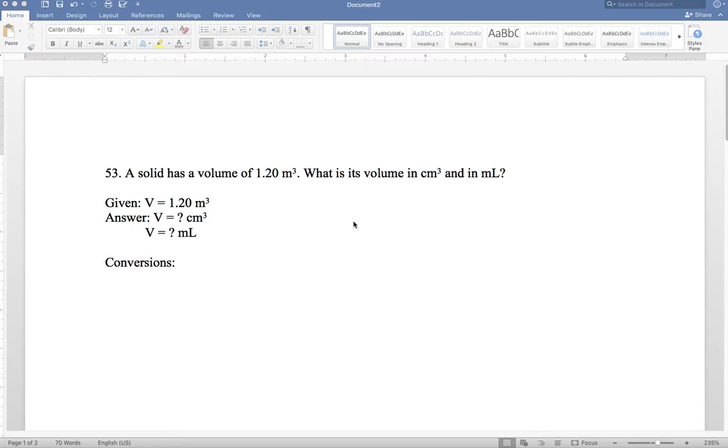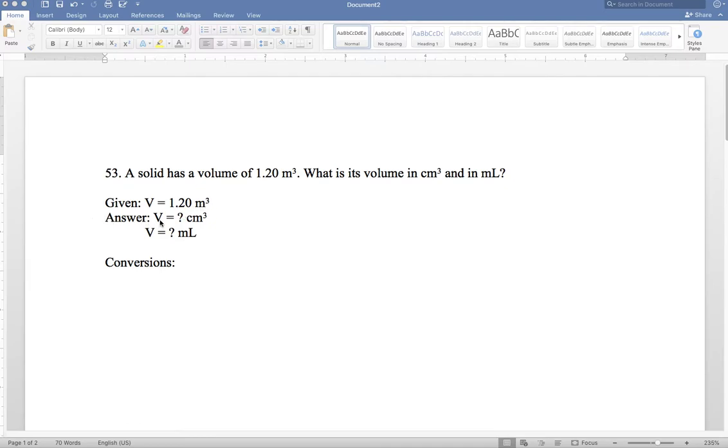On the chemistry first practice test, this is question 53, which is the first of the 3 math questions. It says that a solid has a volume of 1.20 m3, which is cubic meters. What's its volume in cm3, which is cubic centimeters, and in milliliters? So I've already written out what is given. The volume equals 1.20 cubic meters.